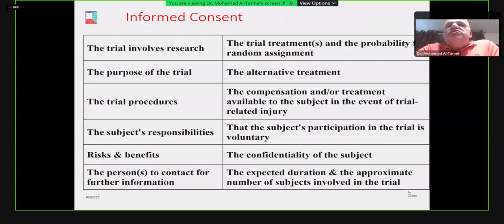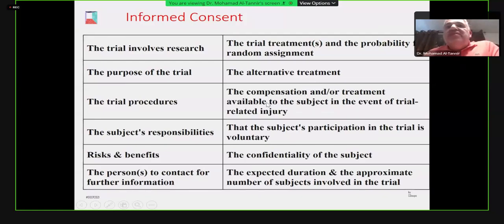Also, the informed consent should include the trial treatment and the random assignment. It should state if there is any alternative treatment. This is very important, and sometimes it is missed in some informed consent. If there is an alternative treatment and the investigational product is not the only treatment for the disease, this should be stated clearly that there are some other alternative treatments.